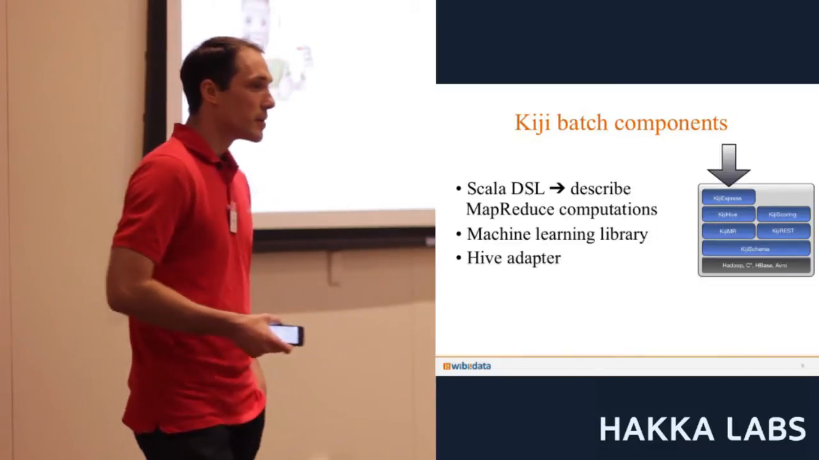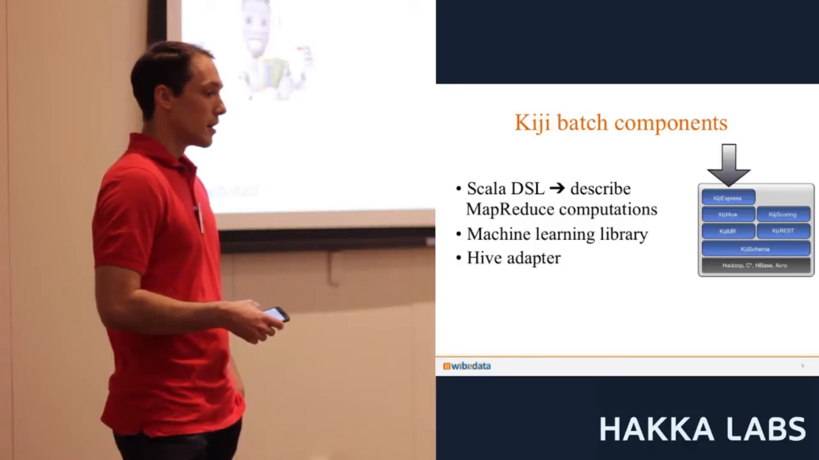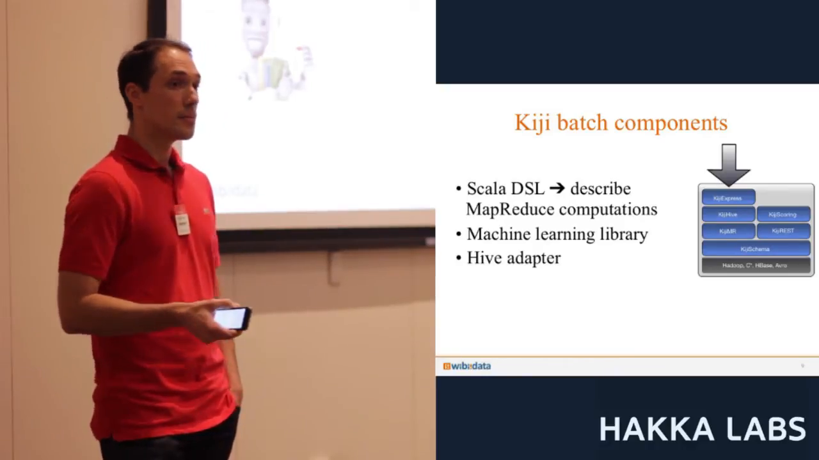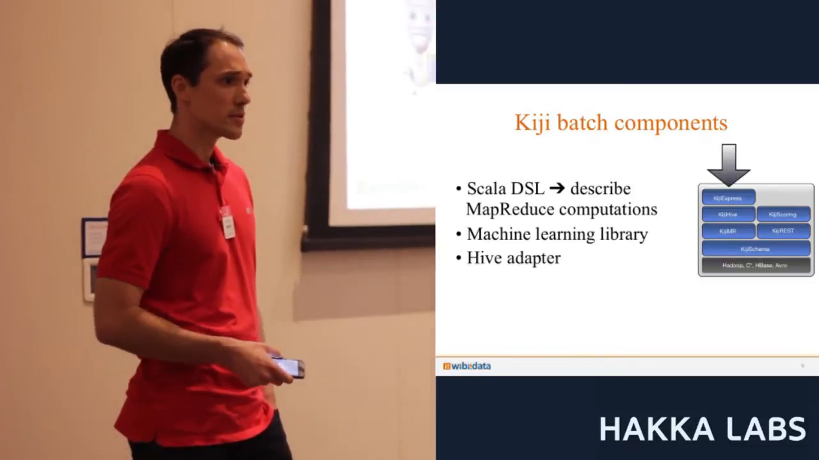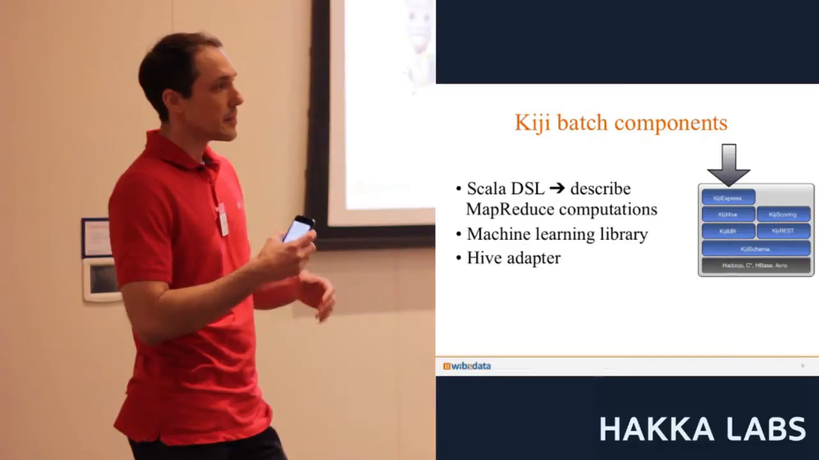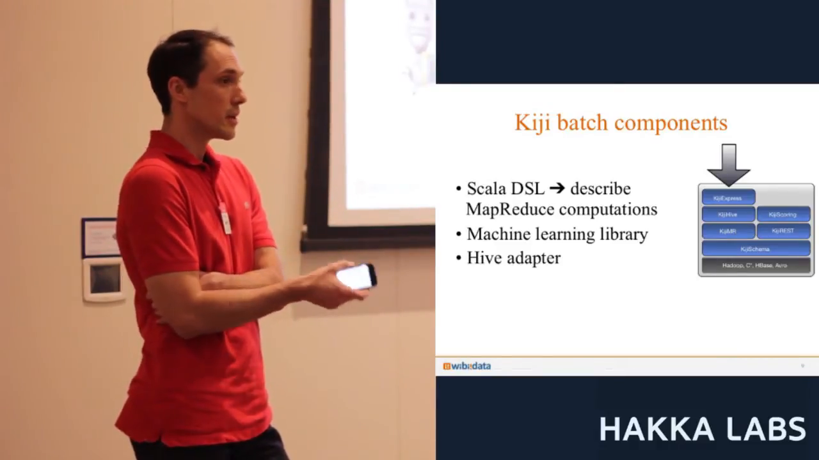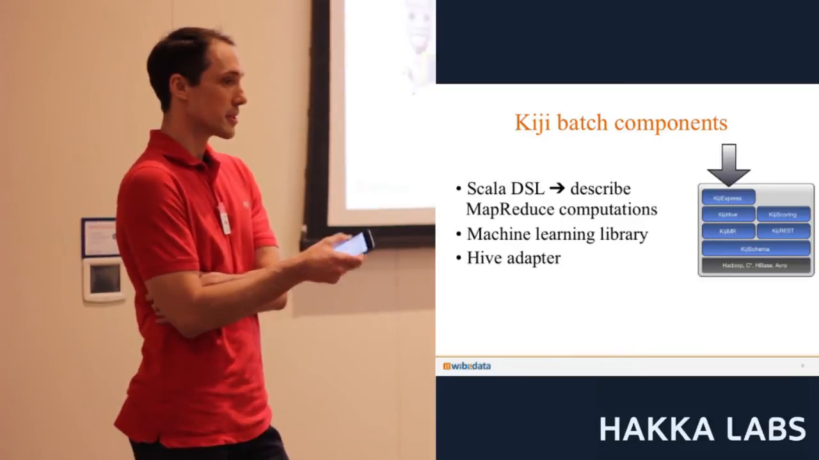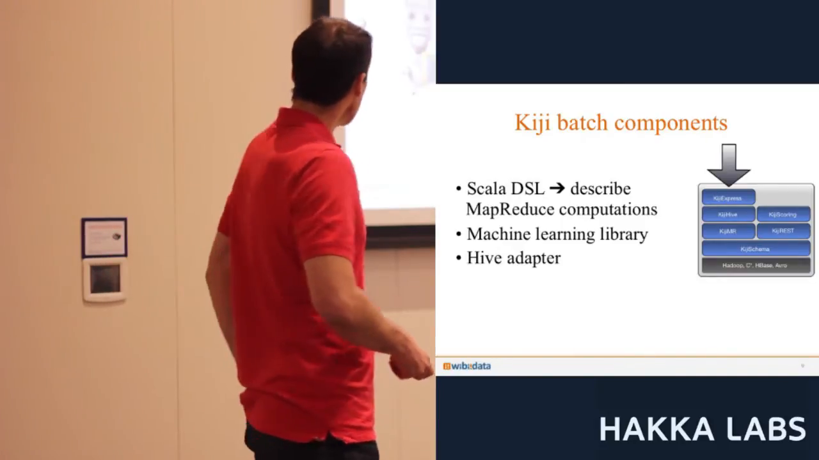On the batch side, we have a nice, really expressive domain-specific language that you can use to describe MapReduce computations. It's based on Twitter's Scalding, which is really nice. It's similar to the API you'd get from Spark or Summingbird, if anyone's used those. It's Scala-based. It looks like you're interacting with the collections library in Scala.